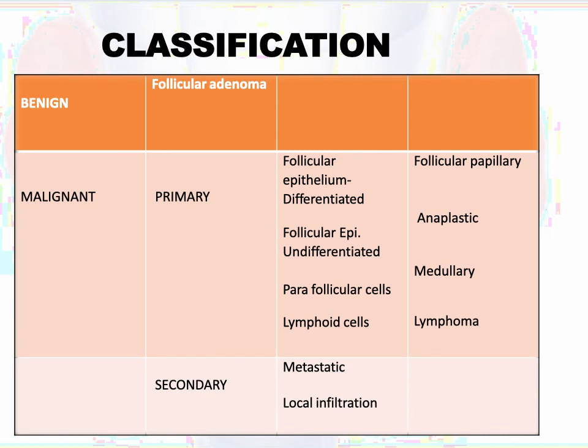Thyroid neoplasm. We divide them into benign and malignant. Benign can be follicular adenoma, and in malignant there will be primary or secondary. In secondary, there is metastasis from other organs, or there may be local infiltration. In primary, the most important is the follicular, then the papillary. These are very important. Then there is anaplastic, medullary, and lymphoma. These are the primary ones.